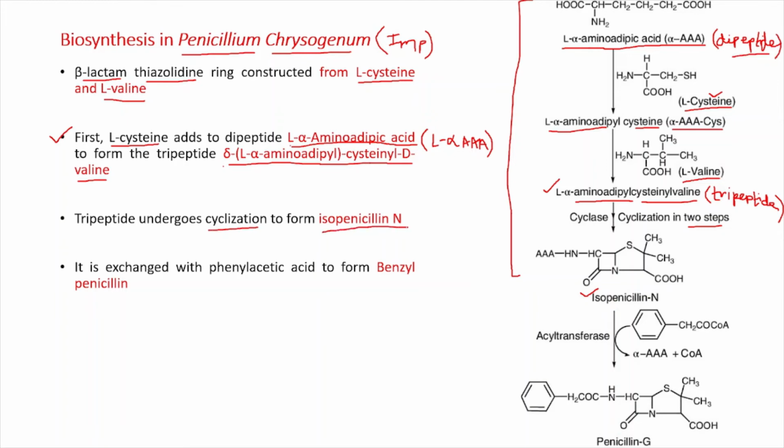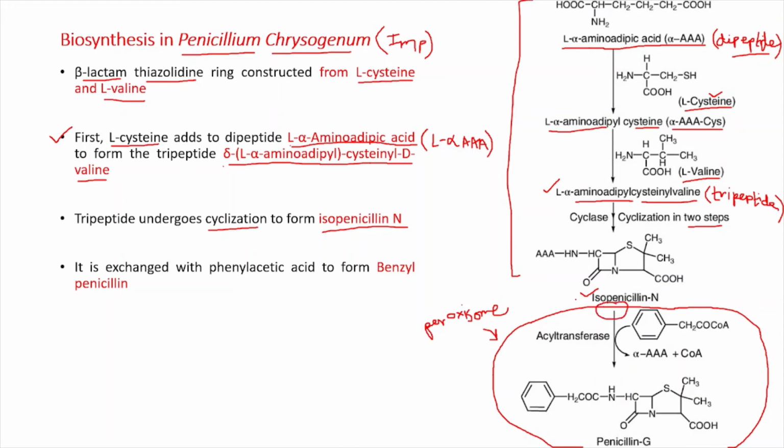Now what happens, you need to form isopenicillin G or penicillin G from isopenicillin N. So after isopenicillin N formation, from isopenicillin N to isopenicillin G formation, this whole step takes place within the peroxisomes. This organelle is responsible for the formation of penicillin G from isopenicillin N. So now isopenicillin N needs to be transported to the peroxisomes, okay, to form isopenicillin G.